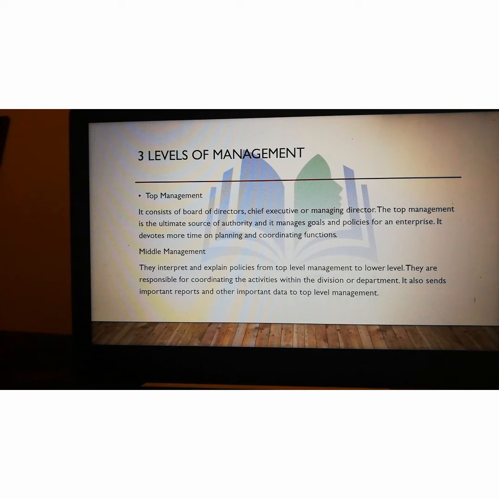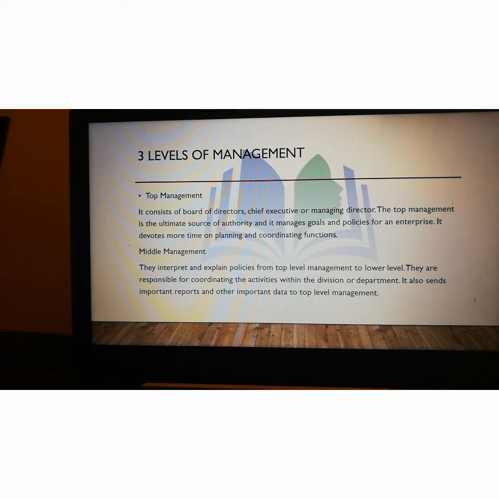Now the second level of management is the middle management. This group of people interpret and explain the policies from the top level of management to the lower level. Now they are the bridge. I call them the intermediaries. They are the third party for me, because they relay the message from the top management to the low management. But for now, let's stick to the middle management.